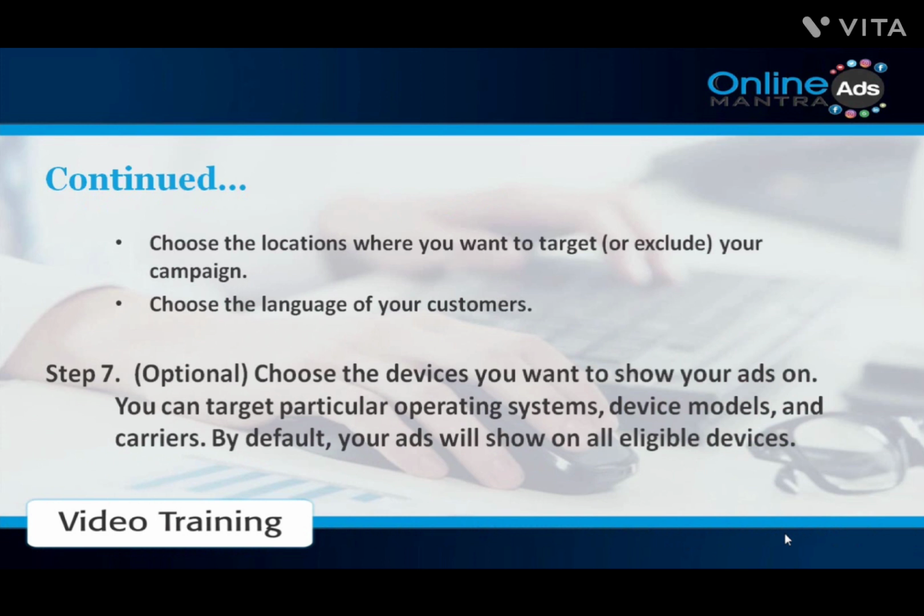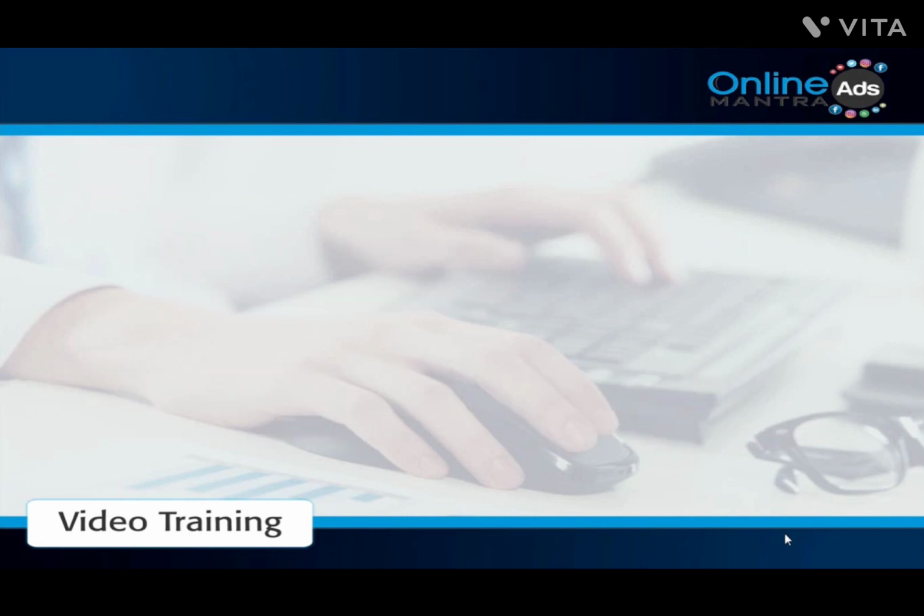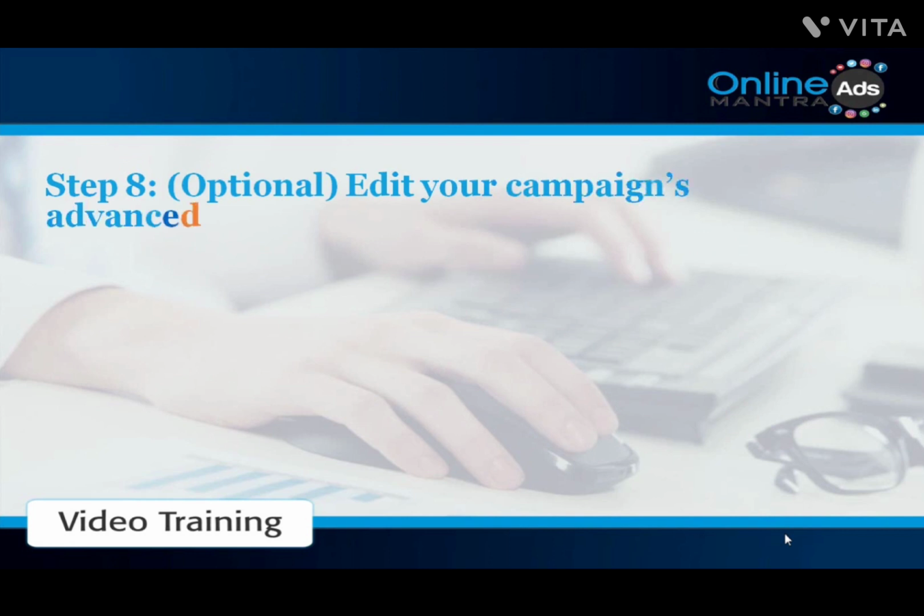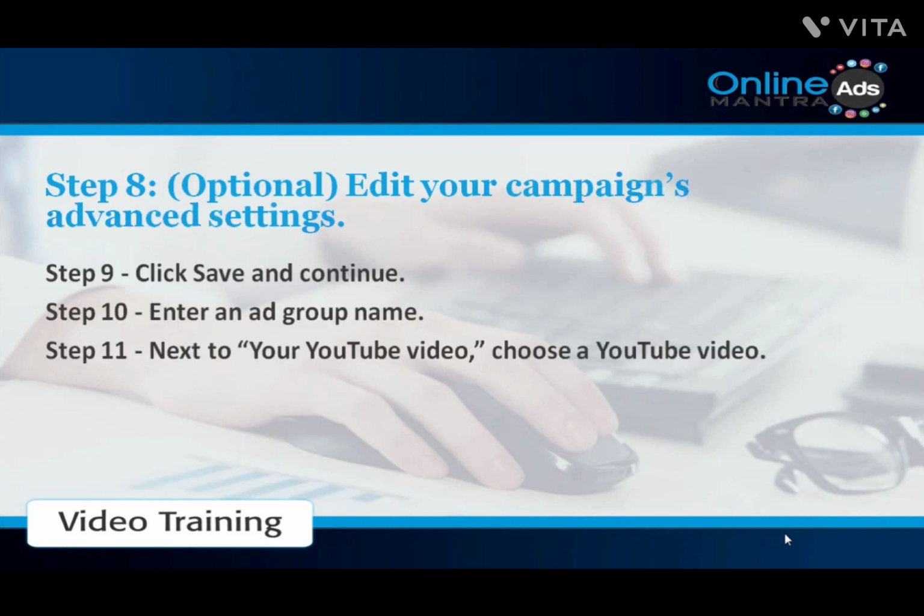Step 7. Optional. Choose the devices you want to show your ads on. You can target particular operating systems, device models, and carriers. By default, your ads will show on all eligible devices. Step 8. Optional. Edit your campaign's advanced settings. Step 9. Click Save and Continue.